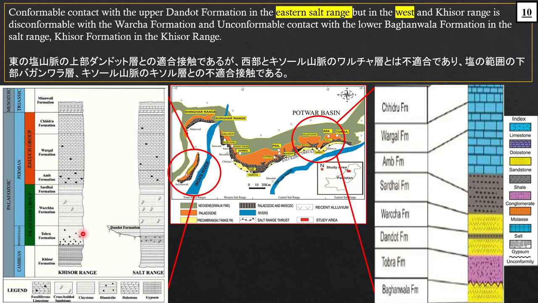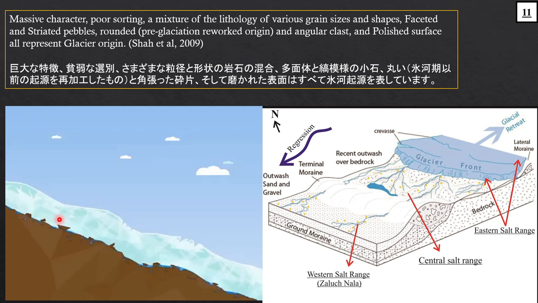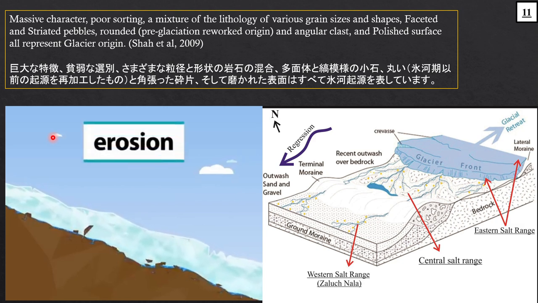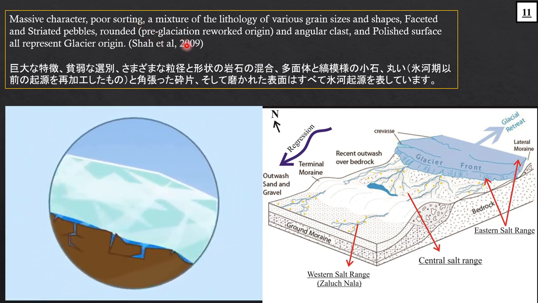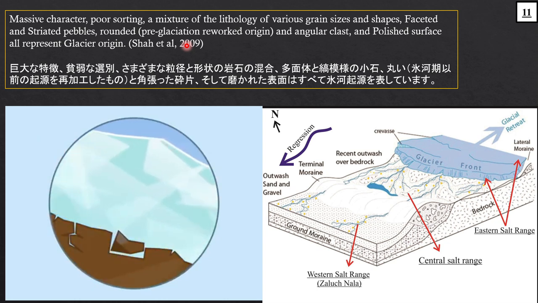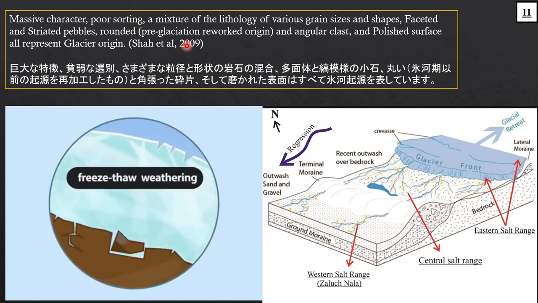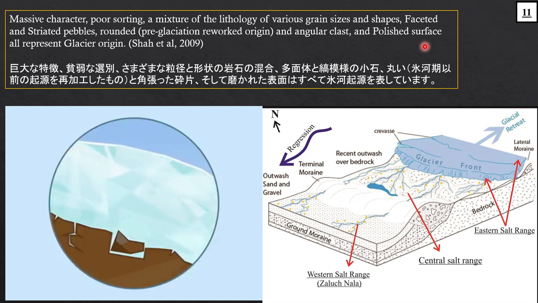And above is the Warcha, meaning the Tobra and Dandot Formations are missing, while in the eastern Salt Range the Dandot Formation is conformable, but unconformable at the upper contact with the Warcha Sandstone. Mainly the glacial deposit of the Tobra Formation is poorly sorted. It has mixed clasts of different sizes because of the glacial environment, and it has faceted and striated pebbles, rounded and angular clasts, and polished surfaces are also present in the glacial origin.